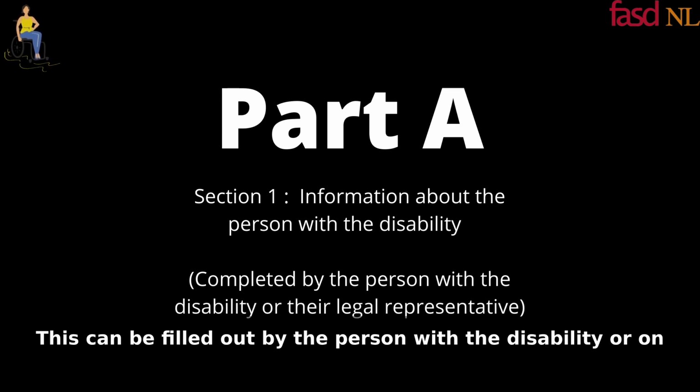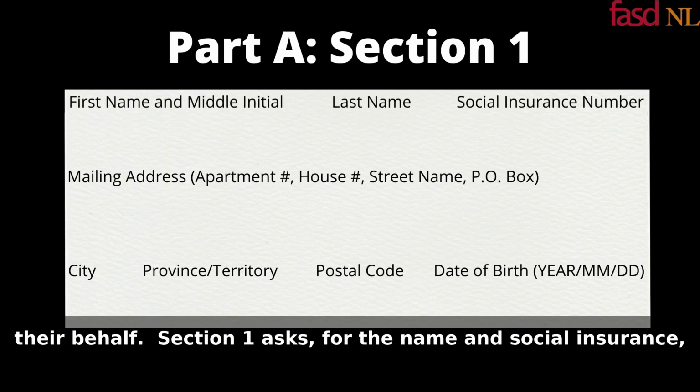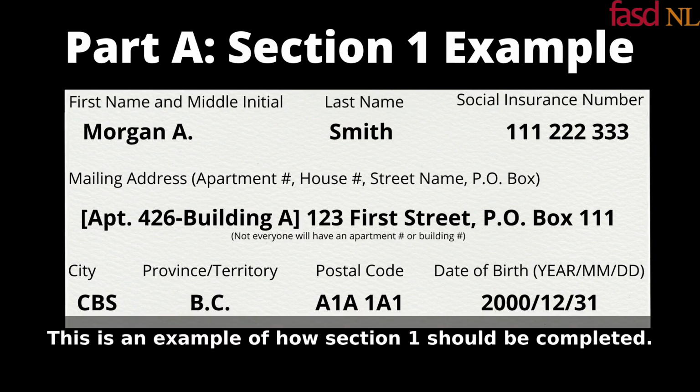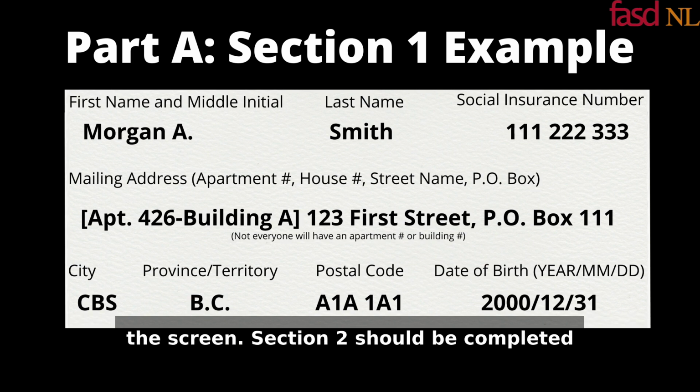This can be filled out by the person with the disability or on their behalf. Section 1 asks for the name and social insurance number of the person with the disability, their mailing address, and their date of birth. This is an example of how Section 1 should be completed. Pause the video if you need to, using the spacebar, or tap the screen.